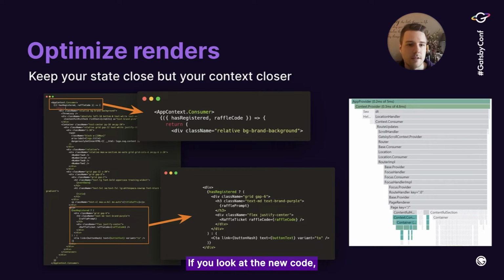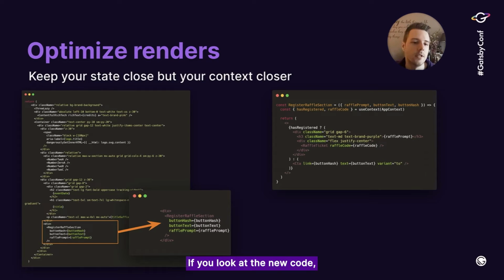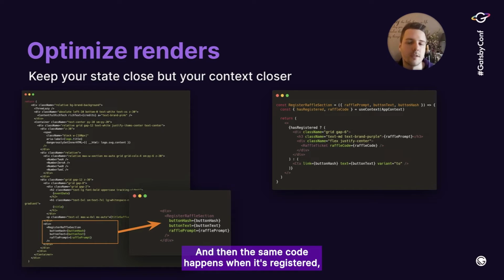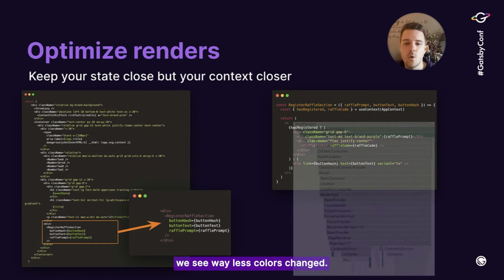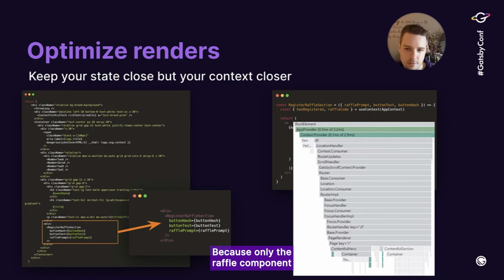If you look at the new code, we moved the registration code to a new component. We call it RegisterRaffleSection. We basically use context, and then the same code happens when it's registered: we show the raffle. If not, we show the register button. Now, if you look at DevTools, we see way less colors changed because only the raffle component needed to be re-rendered. So we dropped from 5 to 3 milliseconds. Not huge, but every bit helps.